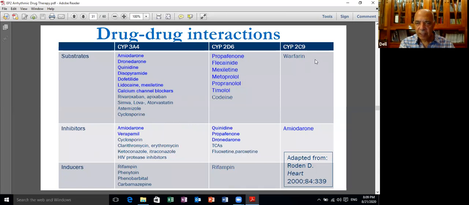Don't forget that 2C9 is an enzyme that metabolizes warfarin and is inhibited by amiodarone, as I mentioned a while ago. Therefore, the combination of amiodarone with warfarin needs to be done cautiously. Otherwise, you get bleeding as a result of increased level of warfarin. This doesn't apply to dronedarone, because dronedarone does not interact with warfarin.